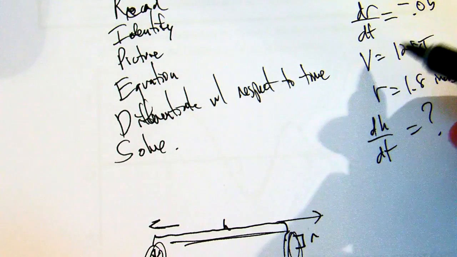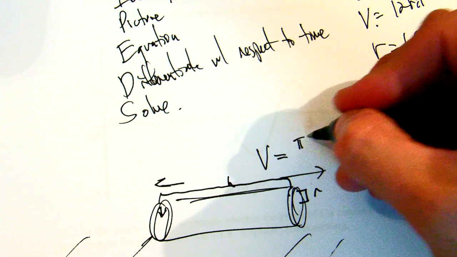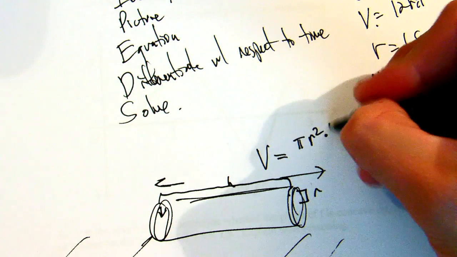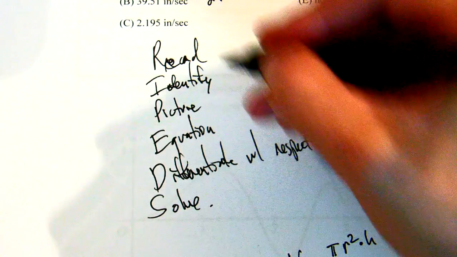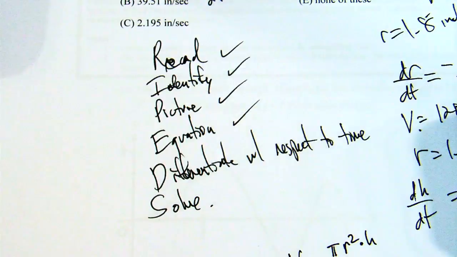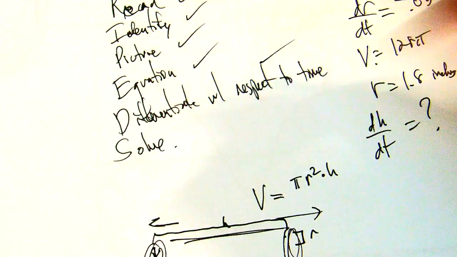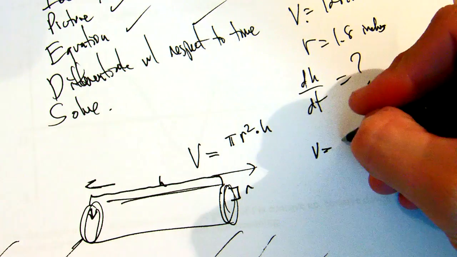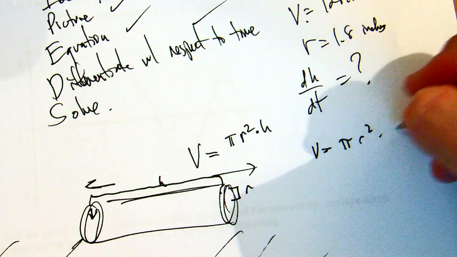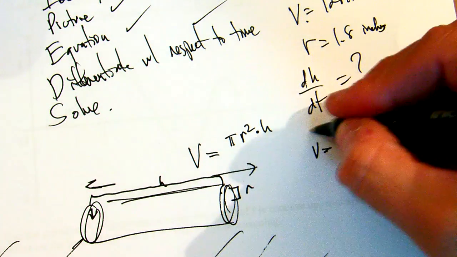Because we have volume, we know the volume of a cylinder is just pi r squared times h. So here is our equation. We've read, identified, drawn our picture, and got our equation. Now we're going to differentiate with respect to time, and then solve. So V equals pi r squared times h, and I'm going to differentiate.